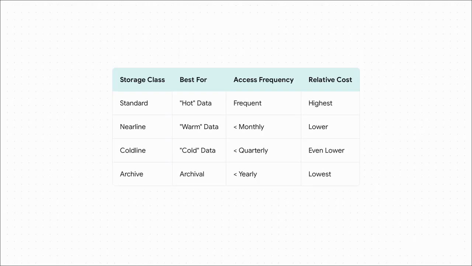Google gives you these different storage classes, each with its own price. Standard is for your hot data, the stuff you're hitting constantly. But as that data gets older and you access it less, you can move it to Nearline, then Coldline, and finally to Archive. And with each step down, the cost plummets. It's a simple way to pay only for what you actually need.